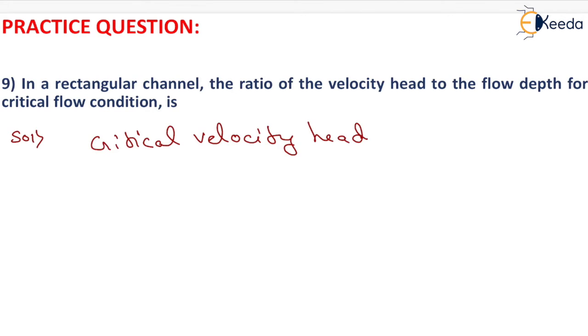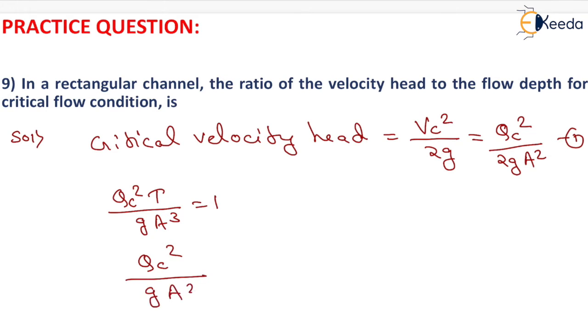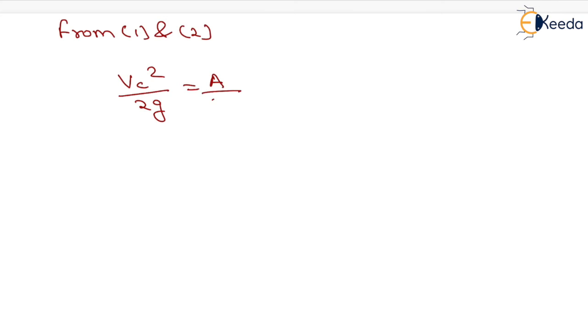Now we know that critical velocity head will be equal to Vc squared upon 2g, which will be equal to Qc squared upon 2gA squared, which is our first equation. Now for a critical flow, Qc squared into T upon gA cubed will be equal to 1. Therefore, Qc squared upon gA squared will be equal to A by T. That is our second equation. Now from the first and second equations, we know that Vc squared upon 2g will be equal to A by 2T.